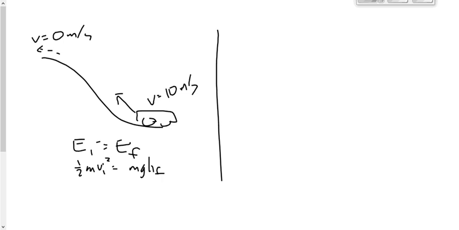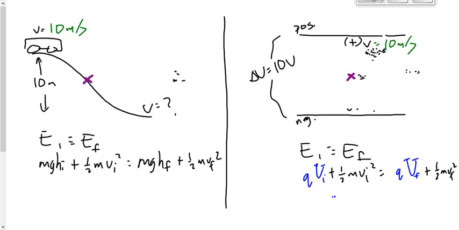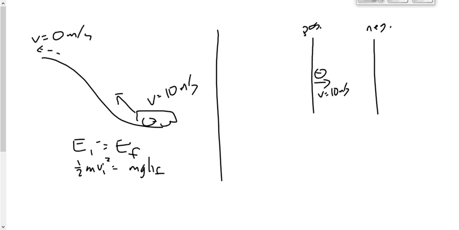Let's draw the second diagram a little bit differently. Here's a positive plate. Here's a negative plate. Let's put a negative particle right there with an initial speed of 10. And let's say when it gets to the other side, it stops. So this charged particle is not speeding up. This particle is slowing down as it goes to the right. That's like a car going up the hill. Picture this charged particle slowing down as a car going up the hill.